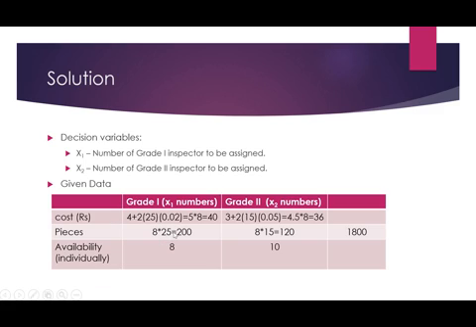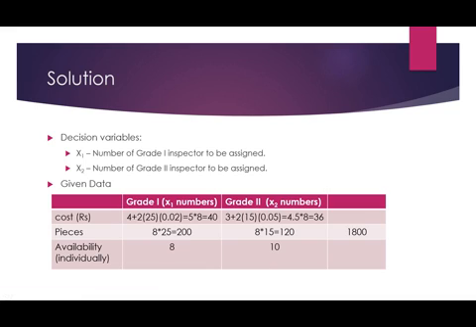8 into 25, that is 200. Grade 1 inspector can check 200. Grade 2 inspector can check 8 into 15, 120. So when we add these two, it should be greater than or equal to 1800. Then individual availability constraint, maximum grade 1 inspectors that we have is only 8. Maximum grade 2 inspectors that we have is 10.